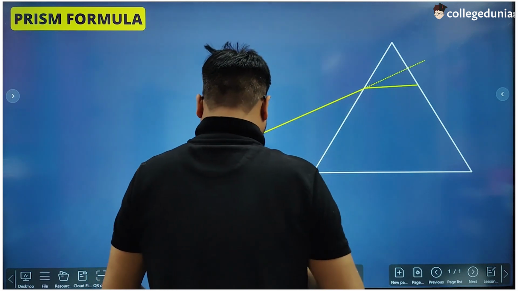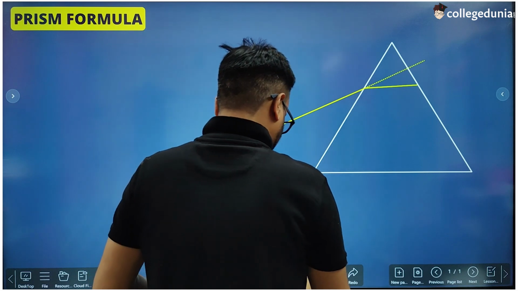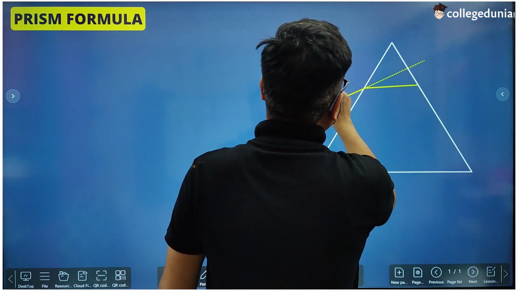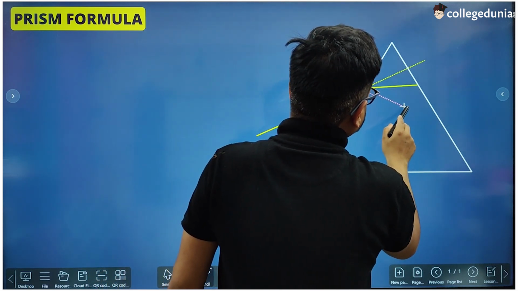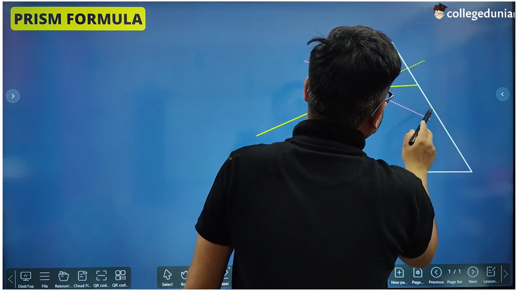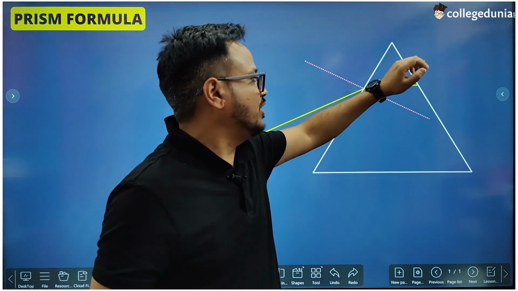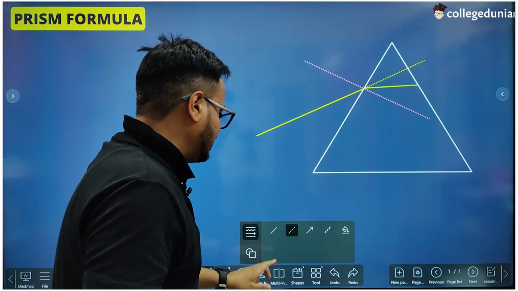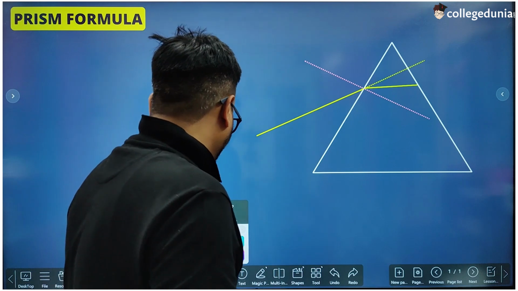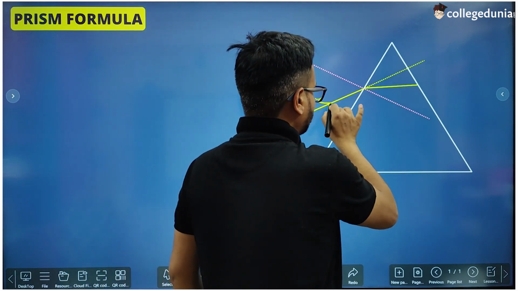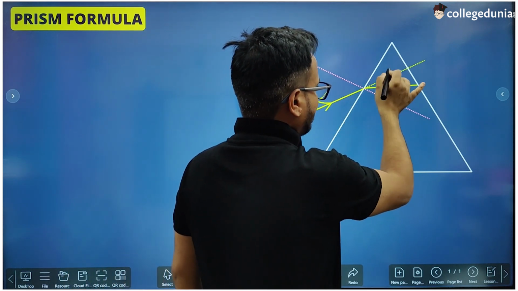And let's make the normal in some other color so that it distinguishes itself from the rays. So this is the normal, right? And this was the actual path of the ray, and from this actual path this ray bends towards the normal like this. So this is the path of the ray inside the prism.